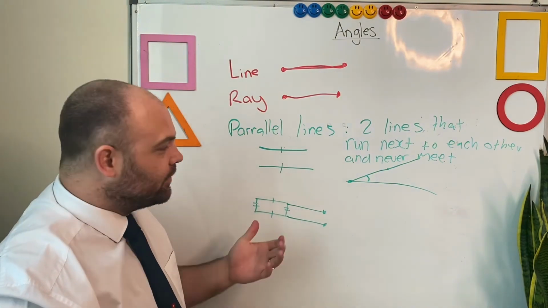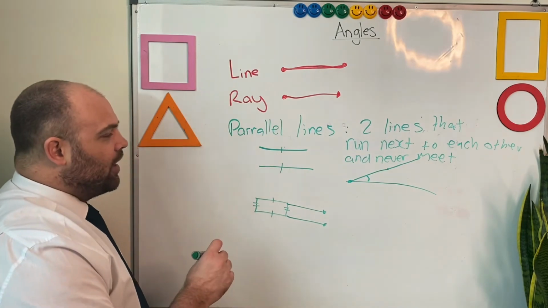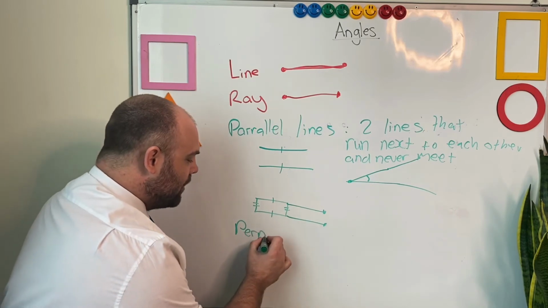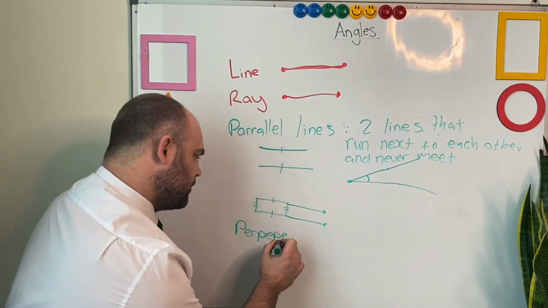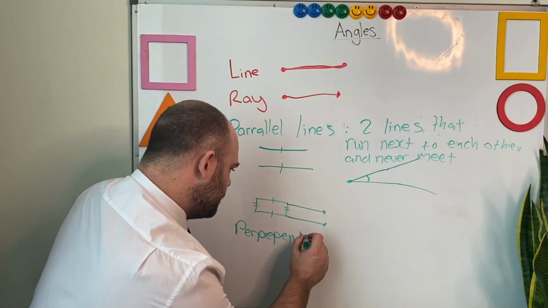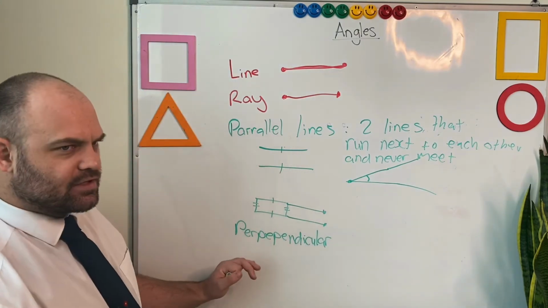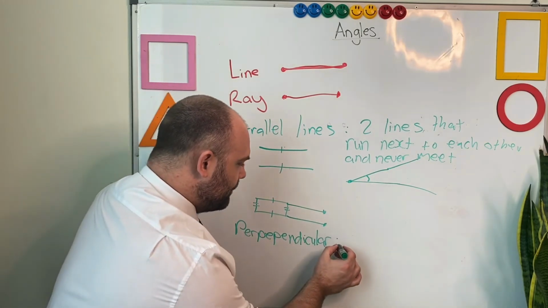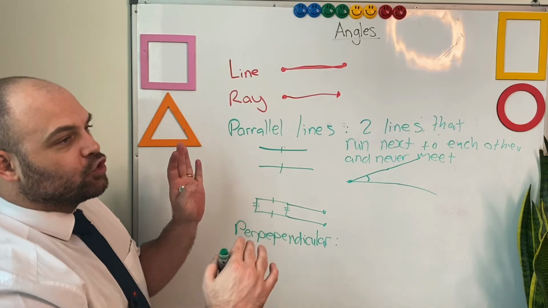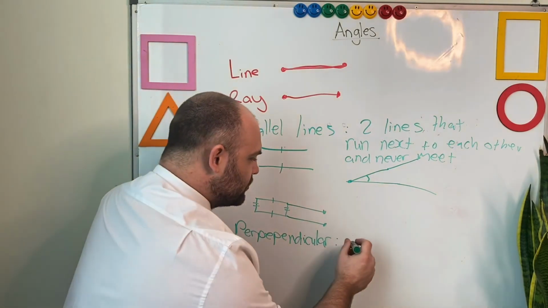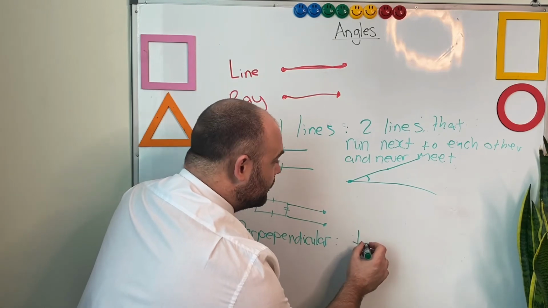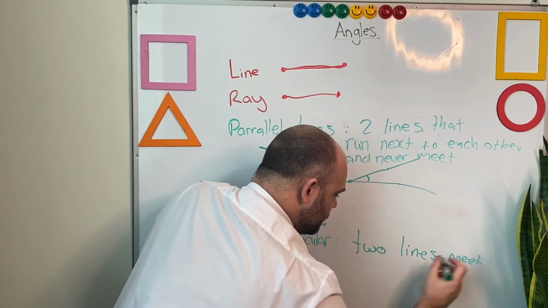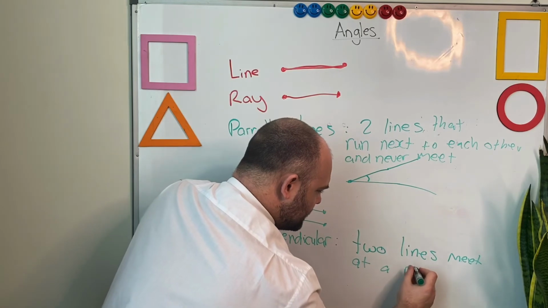All right? And the other thing that we're going to talk about is perpendicular lines. And you might have heard me mention it when I talked about right angles. But perpendicular lines, please excuse my spelling. I haven't written these words out in a long time. I'm not sure if they're correct. But perpendicular means that two lines meet at a right angle.